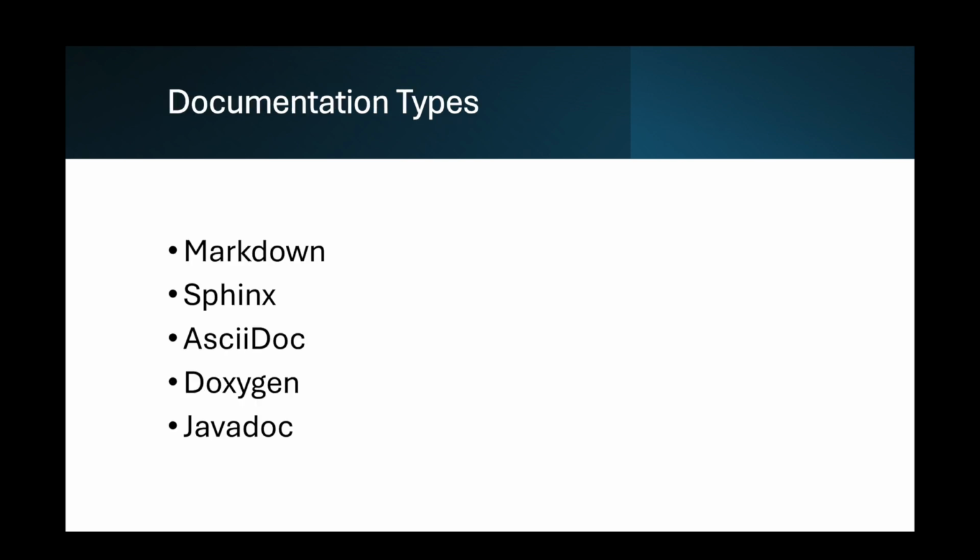In the first video, this video, we're going to talk about different documentation types. The different documentation types that a developer or an architect needs to know are Markdown, Sphinx, AsciiDoc, Doxygen, and JavaDoc. Now these are separate and different, so I'm going to go over each one of them specifically. So let's start with Markdown.